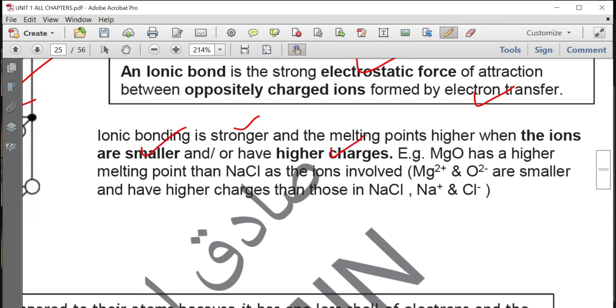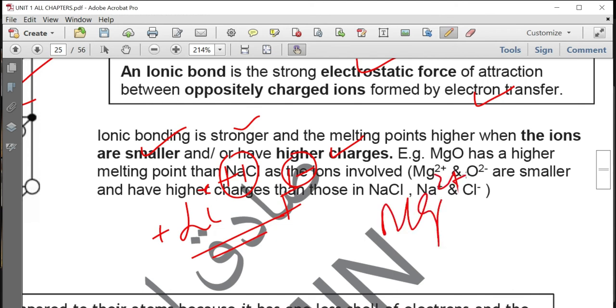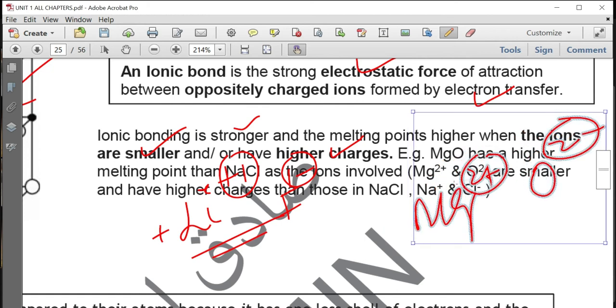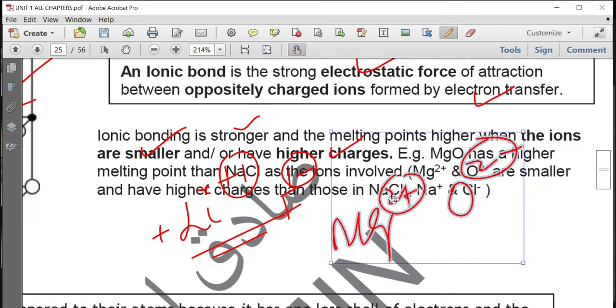Or having high charges. Like if this is lithium with +1 charge on it, and fluoride, you have seen yesterday's lecture also. So a stronger force of attraction is there, and much more energy is needed to separate them, right? In the same way, if you have magnesium with 2+ charge and oxygen with 2- charge, the charges are playing a very important role there. So there will be a stronger force of attraction between these two also, right?